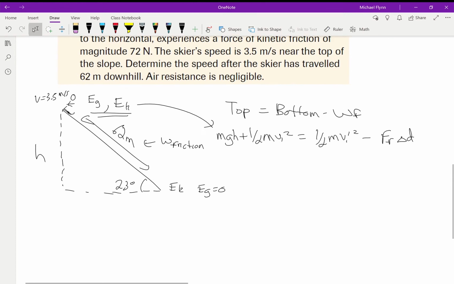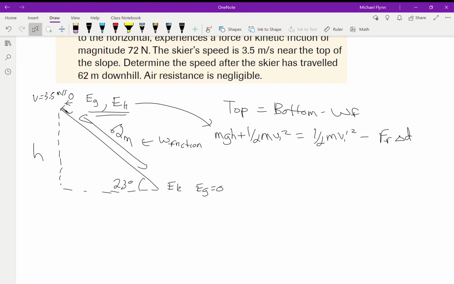Now we do have to do what we're trying to find. The point of the question is, what is v1 prime at the bottom, right? That's the point. So our goal is to solve for that guy here. I'll use the pretty rainbow one there. Our goal is to solve for v1 prime. All right, so look, now that we've got this, top equals bottom, we have to figure out h. So you guys are experts at trig, right? This is a right angle triangle, 62 is the hypotenuse, so h will equal 62 times the sine of 23.